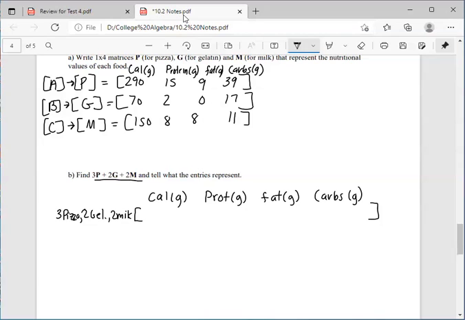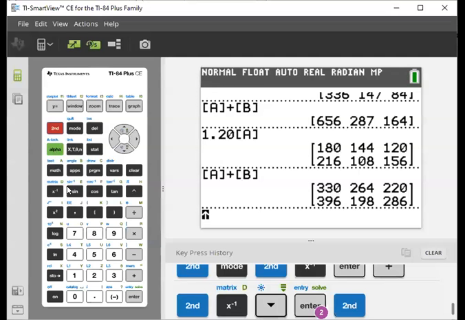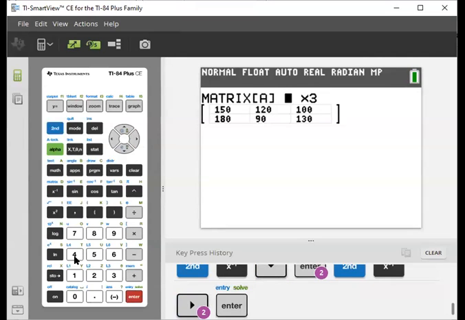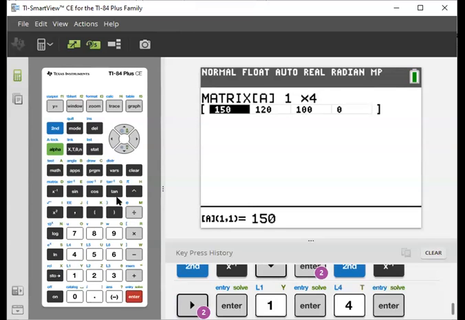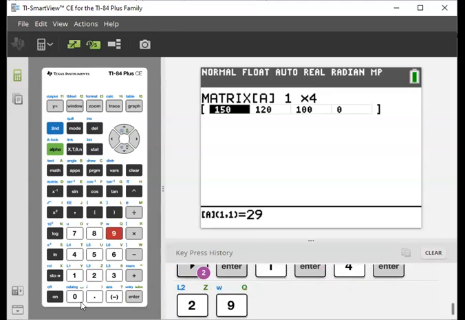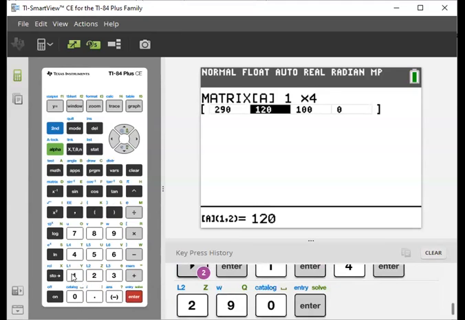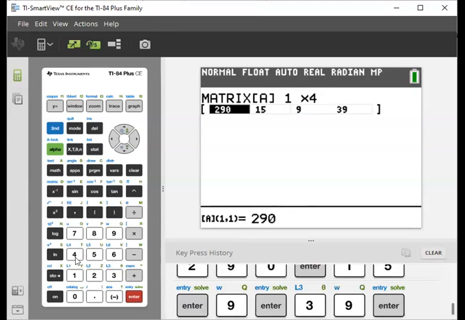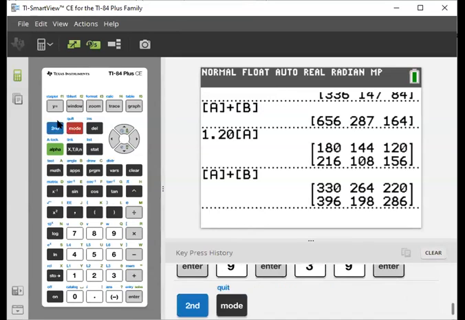So what we would want to do is type this stuff in, label them for each matrix. So second matrix, we want to edit matrix A. This is going to be a 1x4 now. And we got 290. This first one is representing what we have for the pizza. Get out of that one.